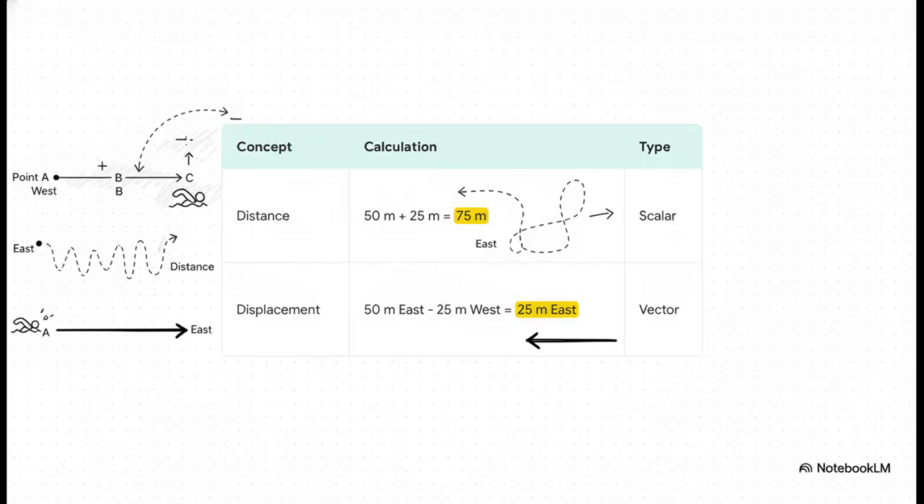Putting these two side by side really makes it all click, doesn't it? The total distance, all the swimming they did, was 75 meters. But the displacement? Well, think about it. The swimmer started at point A and ended up at point C. So how far are they from where they began? They're only 25 meters east of their starting position. That's a huge difference. One is the entire path, the other is just the change from start to finish.